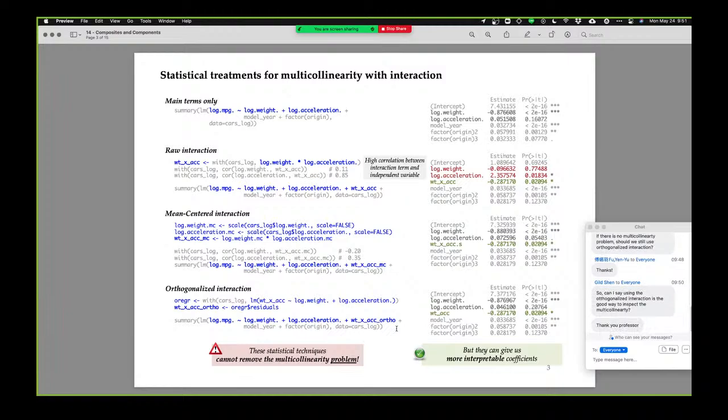Great. Okay, so that's our discussion then about interactions and multicollinearity. We may come back and see interactions later this semester. There's not too much later in the next two lectures or so.